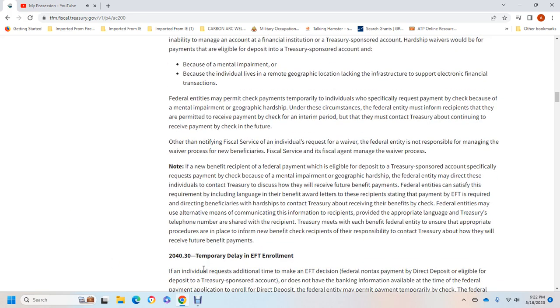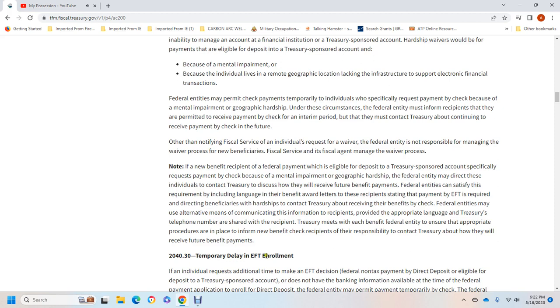Note, if a new benefit recipient of a federal payment is eligible to deposit to the Treasury sponsored account and specifically requests payment by check because of mental impairment or geographical hardship, the federal entity may direct these individuals to contact the Treasury to discuss how they will receive future benefit payments. The federal entity can satisfy the requirement by including language in their benefit award letters to the recipient stating that payment by electronic funds transfer is required, directing beneficiaries with a hardship to contact the Treasury to receive benefits by check. Federal entities may use alternate means of communicating information to recipients, providing appropriate language and the Treasury telephone number to share with the recipient, to ensure appropriate procedures are in place to inform new benefit check recipients of their responsibility to contact the Treasury about how they will receive future benefit payments.